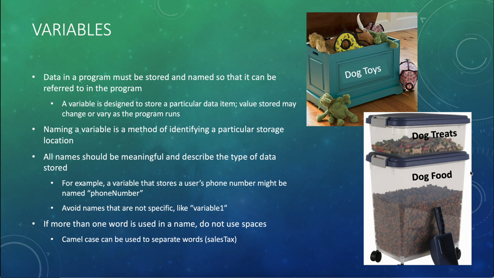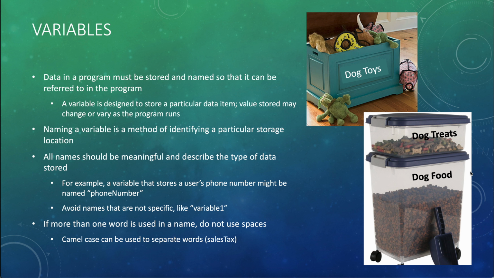So our pictures on the screen give us a real life example. We have several containers in these pictures, and they are labeled according to what they store. You have a container for dog toys, a container for dog treats, and a container for dog food. When you look at a container like that and you have a label on it, you expect it to contain whatever the label says is in there. So in dog toys, we see there's dog toys. And with the dog treats and dog food, we see that those labels describe what is inside that container.